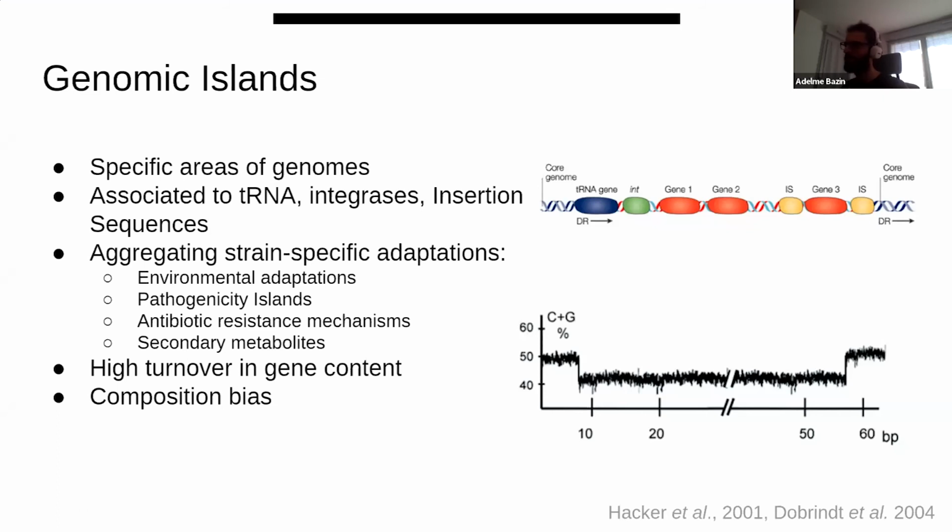Those genomic islands display a very high turnover in terms of gene content, as I illustrated on the previous figure. They also have a composition bias, meaning that they sometimes, but not always, have a different GC content compared to the rest of the genome. Because of this, we expect genomic islands to consist mostly of shell or cloud genes. So we chose to design a method based on the pangenome partitions to try to find those genomic islands.